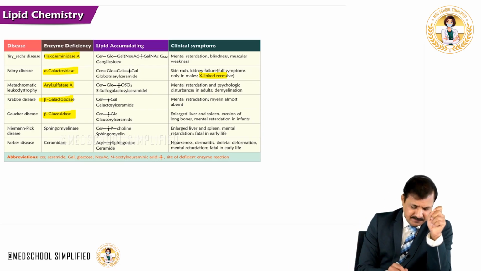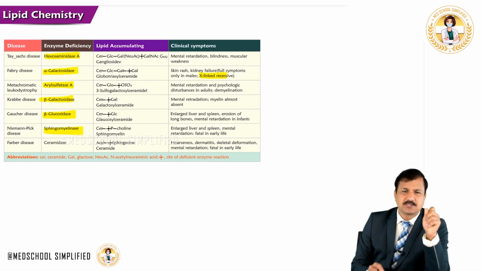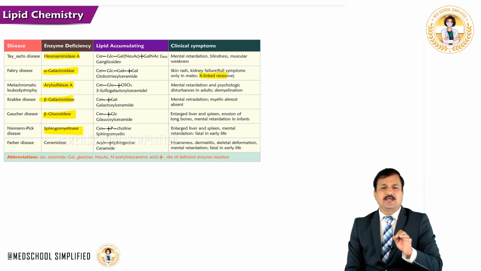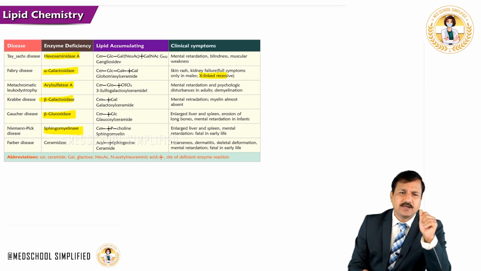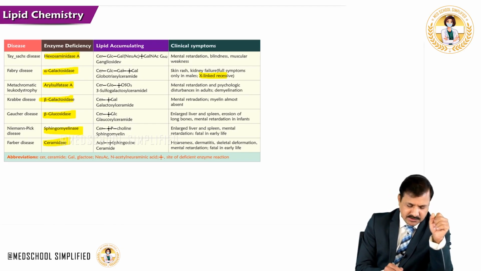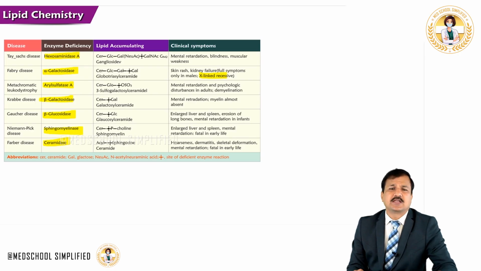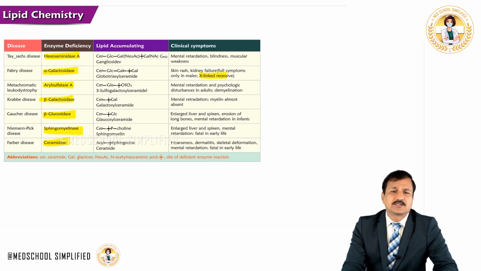Okay. And then we have Niemann-Pick disease. That's because of sphingomyelinase enzyme deficiency leading to accumulation of sphingomyelin. And finally, we have ceramidase enzyme deficiency that leads to accumulation of ceramide. So these are all examples of sphingolipidosis, and the enzyme that is deficient and the lipid that is accumulating for each one of these sphingolipidosis.